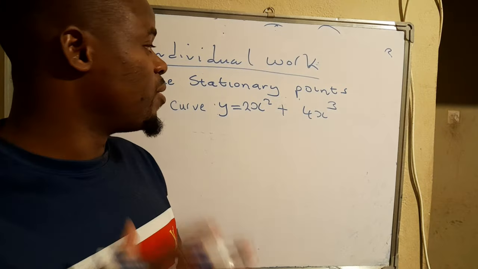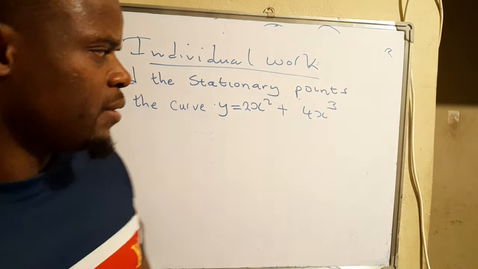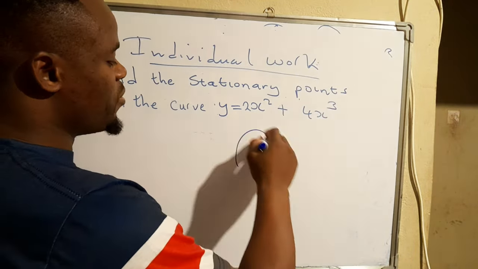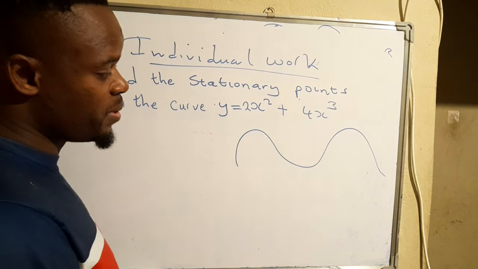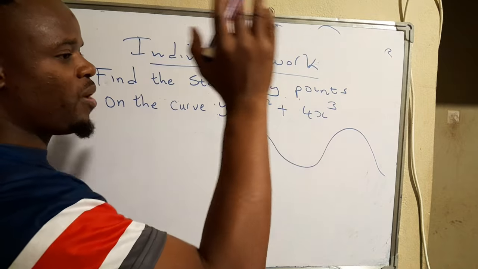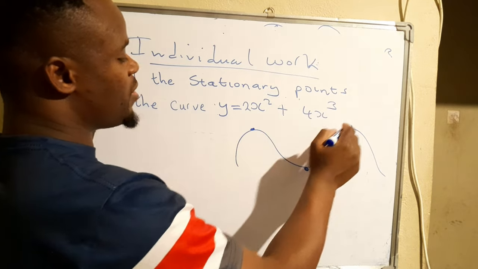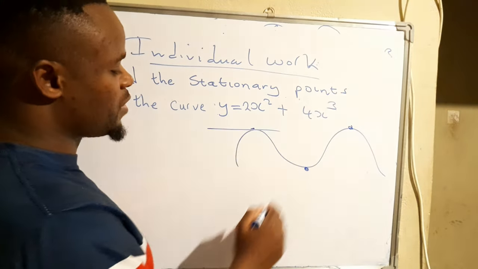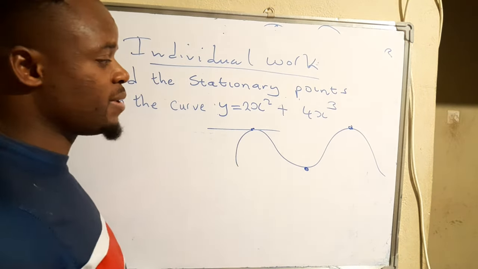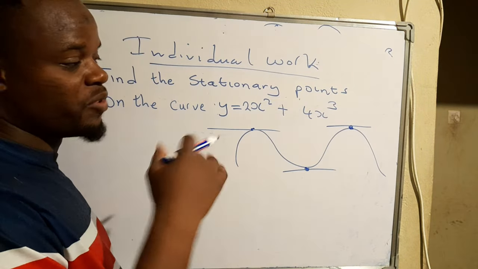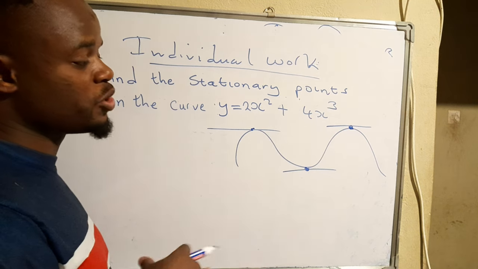In our video today, you're going to look at how you can determine the stationary points of a curve. Stationary points are points at which the gradient is equal to zero. If you look at this graph that I've drawn, the points at which the gradient would be zero are those three points. If we draw the line, that's the horizontal line, that's the horizontal line, that's the horizontal line. Now the gradient of all the horizontal lines is zero.